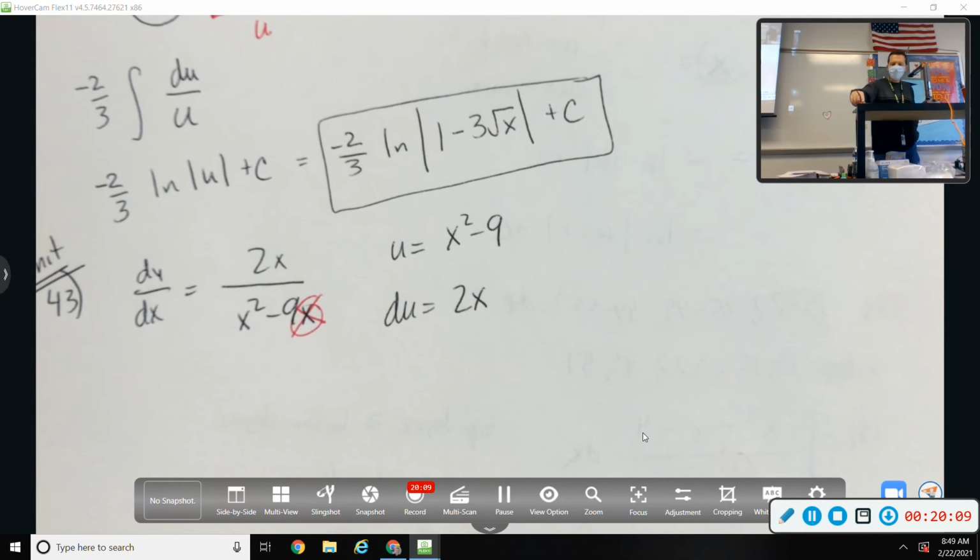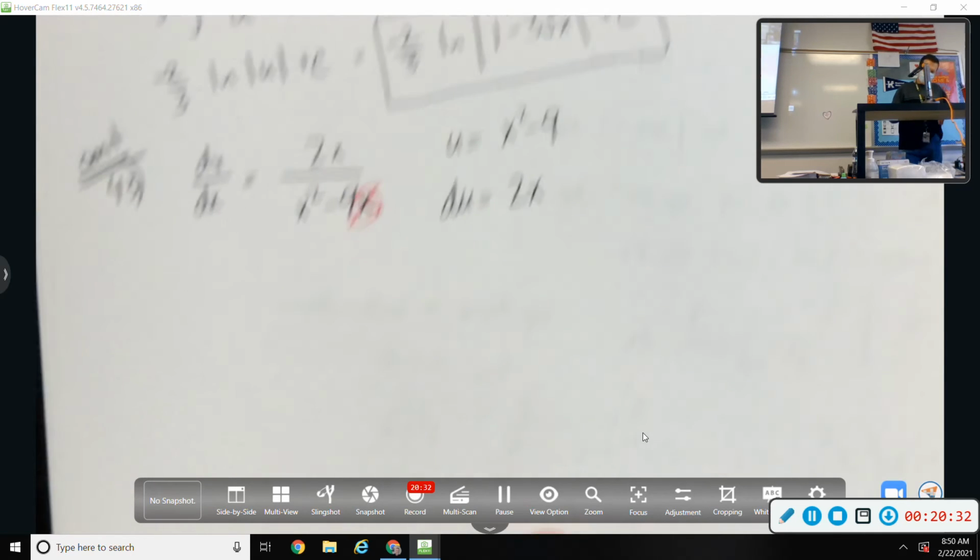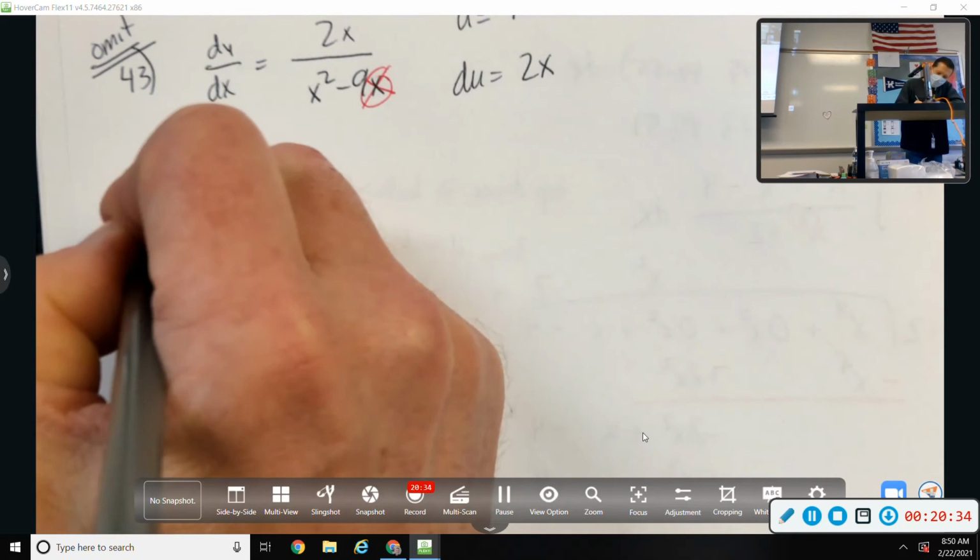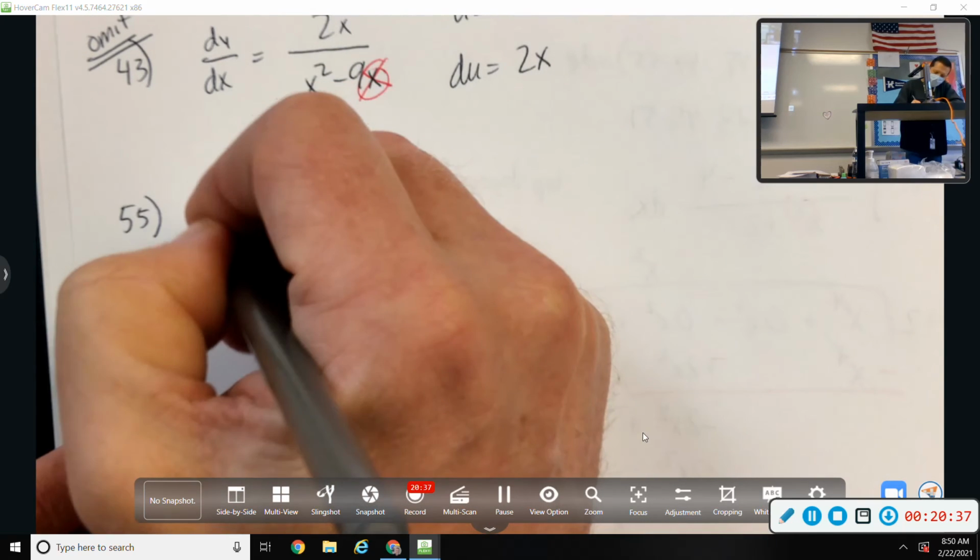What else do we want to look at? There are some with limits. Do we want to do 49, 51, 53, 55? Those have limits on them. I mean, it's just that extra step at the end. Could we do 55? Sure. 55.